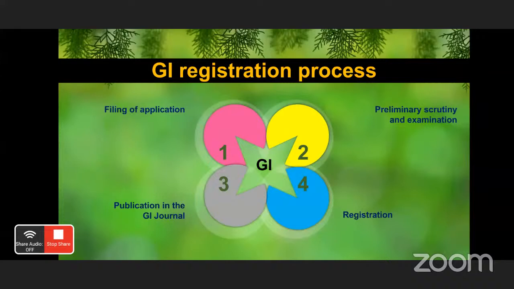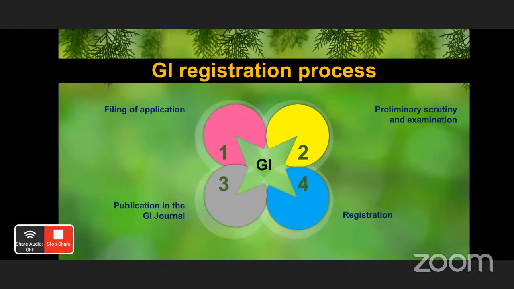A GI application is a techno-legal document. First thing, it's a techno-legal document. So we have to submit a huge amount of information along with historical support and technical information. So many things are there. Since it is a very long process, we have to draft the application very, very carefully. And it takes near about 2 years to get the registration. So it's a long process.